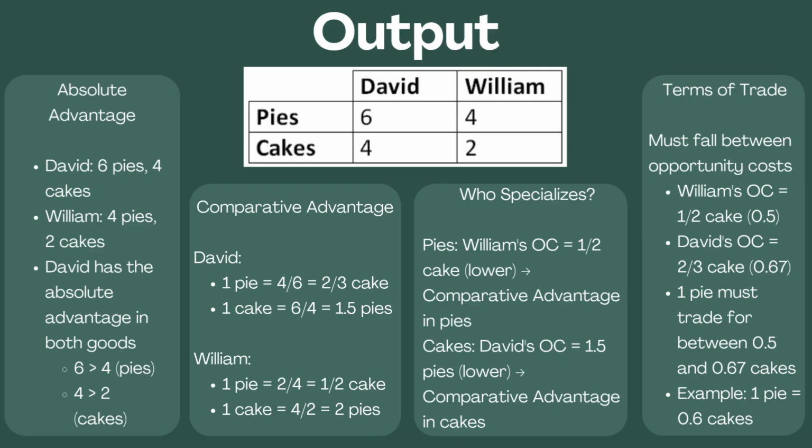For the terms of trade, the trade rate must fall between the opportunity cost of producing a pie, which are 1/2 and 2/3 of a cake. An example of a good trade between the two countries would be 1 pie for 0.6 cakes, because that falls between the two opportunity costs and benefits both sides.